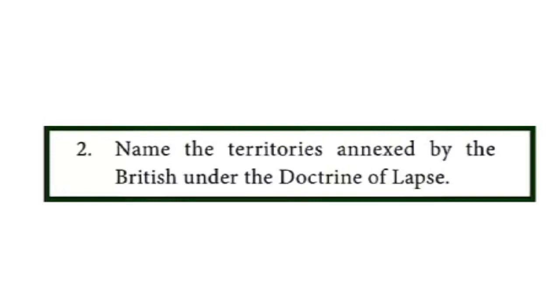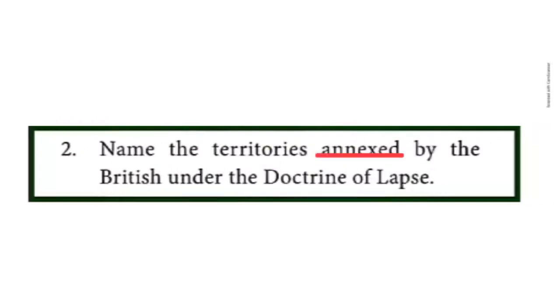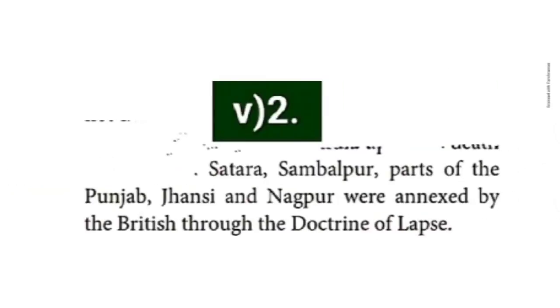So finally, after the death of that particular king as well as his wife, the property, everything, their fort, everything, would be moved to British hands. So that is the doctrine of lapse. So who are the kings affected, that's the thing. Name the territories annexed. Annexed in the sense, what is the meaning? Captured. Then the answer is Satara.